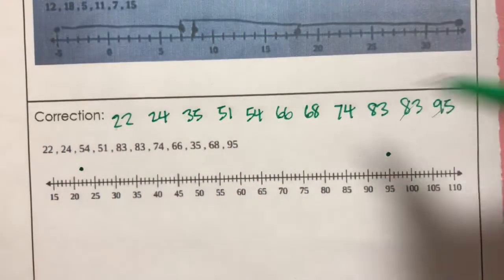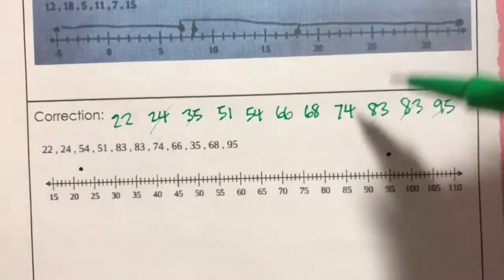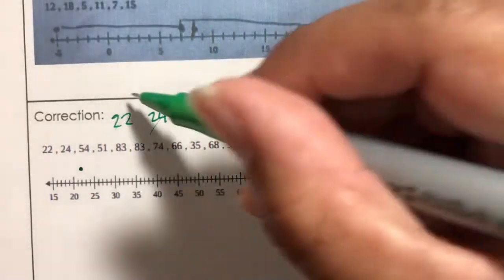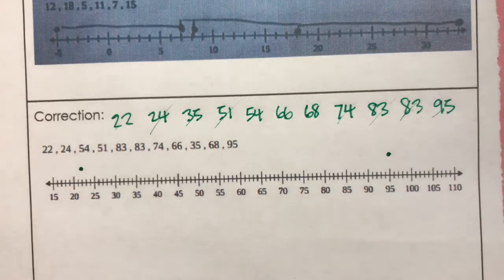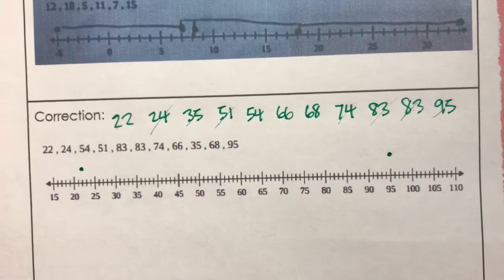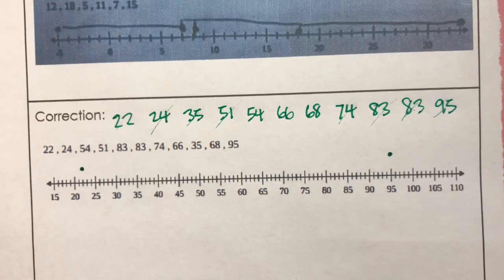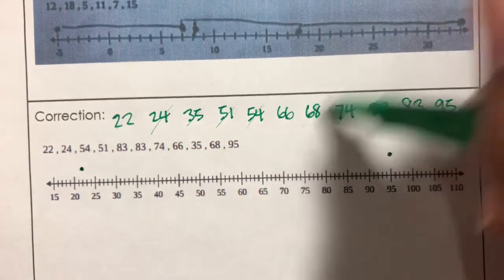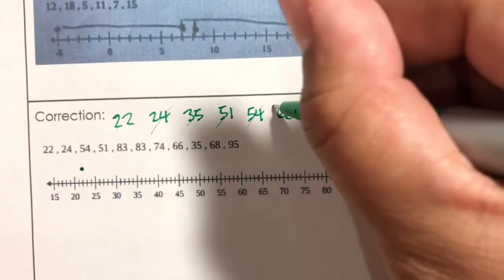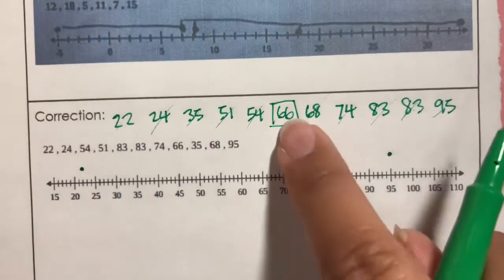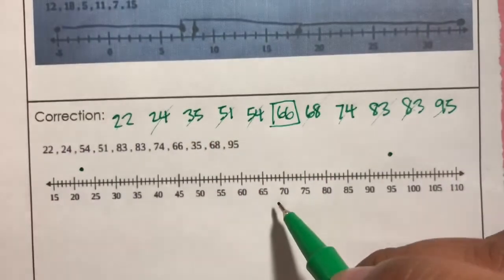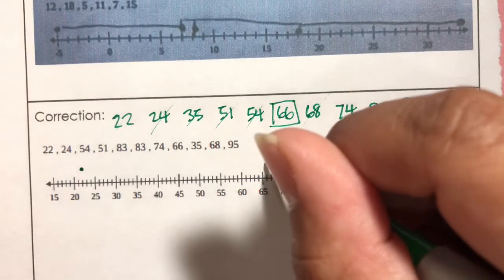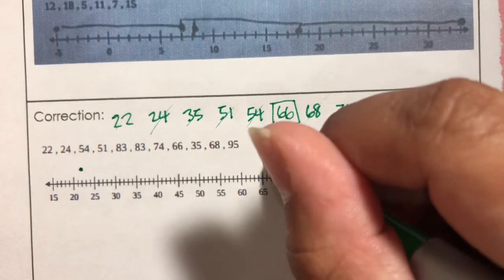So let's see. And we have an odd set of numbers. If you have an odd set of numbers, because 1, 2, 3, 4, 5, 6, 7, 8, 9, 10, 11, you already know we're only going to have one number in the center because it's an odd set of numbers. So you just got to find one number. And there it is, 66. That's our median. So now we got to put a dot above 66. So find 65 here, and then put a dot right above 66.